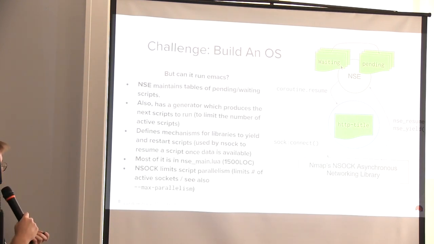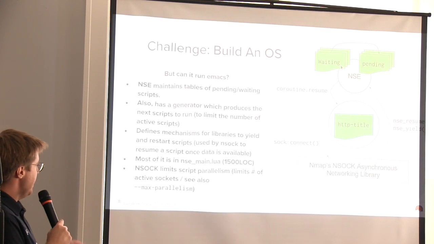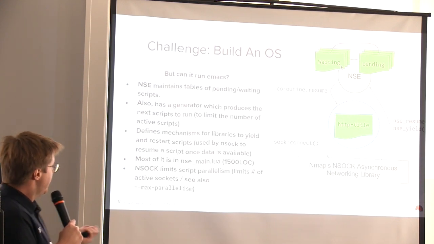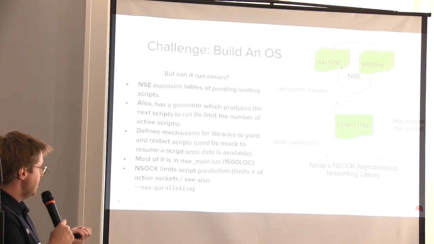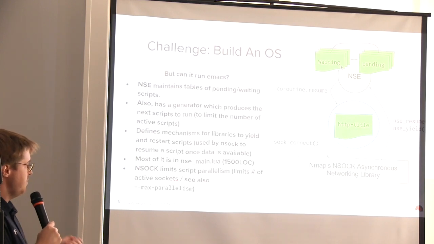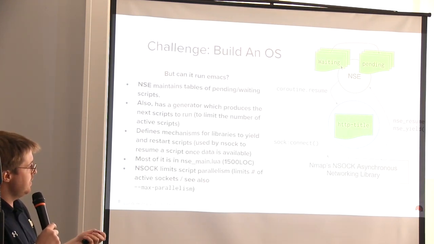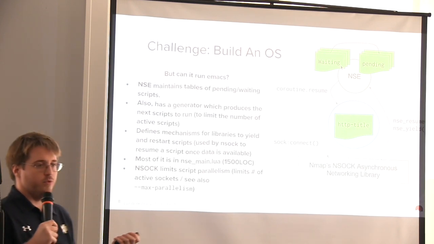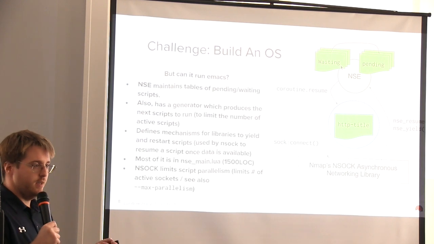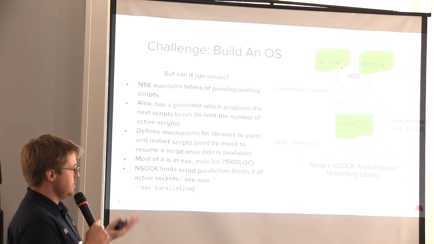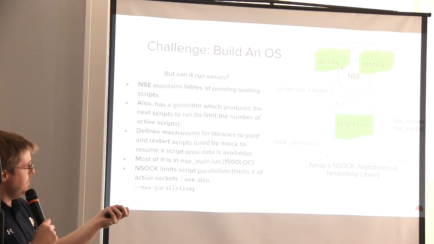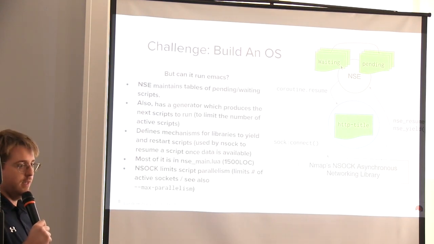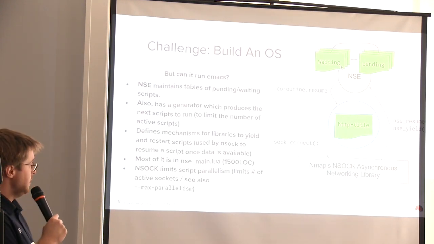So NSOC actually limits the script parallelism by limiting the number of active sockets, and this is done with the max parallelism flag to Nmap. NSOC maintains a pool of available sockets, and once that pool is exhausted, it just yields the script, and then later on, when a socket becomes available, the script is resumed.